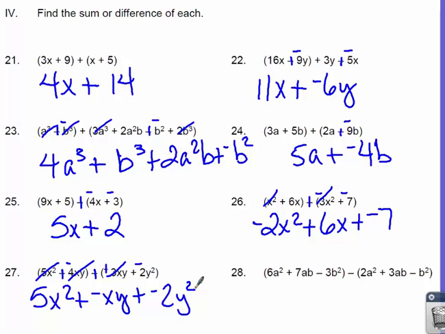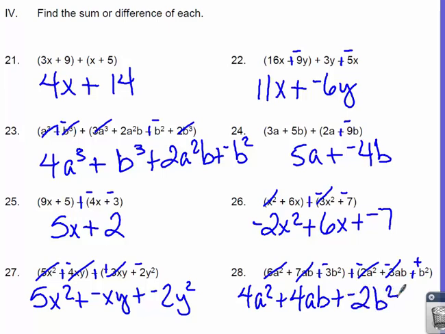And then last but not least, number 28. So I see I've got a minus here I need to change, got a minus here I need to change, then the minus in the middle, and then each of the elements after that I change. So I've got a 6a squared and a negative 2a squared, so that's 4a squared, so my a squareds are gone. And I've got a 7ab and a negative 3ab, so that's 4ab. And then negative 3b squared and positive b squared give me a negative 2b squared.